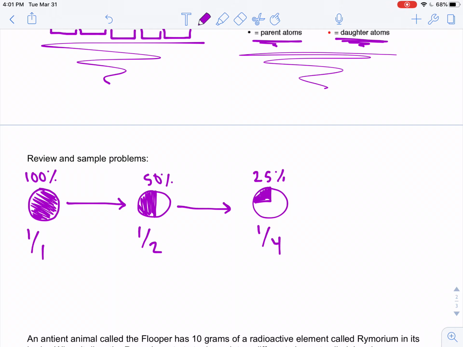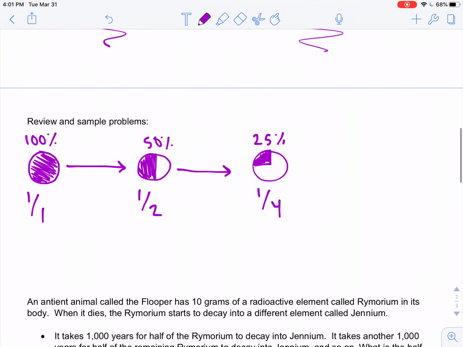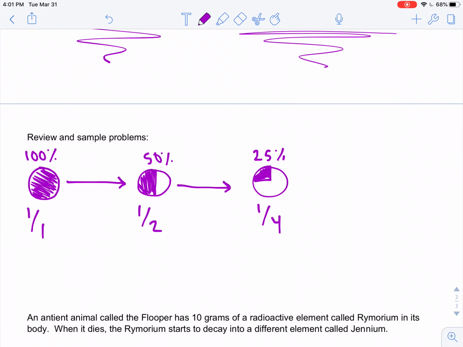For a pretend element like the following sample problem has, let's say the element is called rhymorium. Okay, that's different than something like carbon or oxygen or nitrogen. Let's think of a pretend element, so it's nice and easy for us, and we're going to call this pretend element rhymorium. Rhymorium is radioactive, so it decays or changes into this other element called genium. Okay, so rhymorium decays and it will become genium. How long does this take?